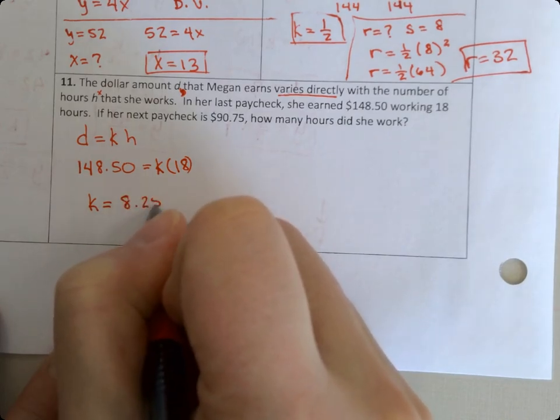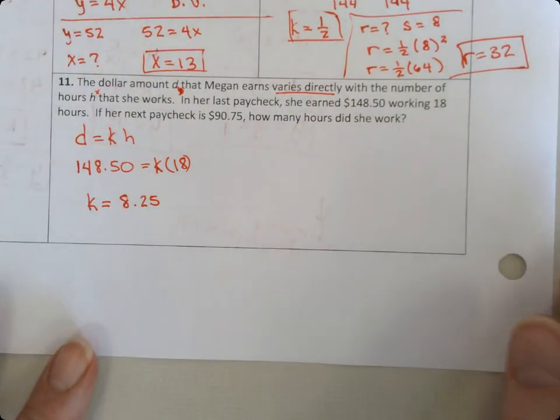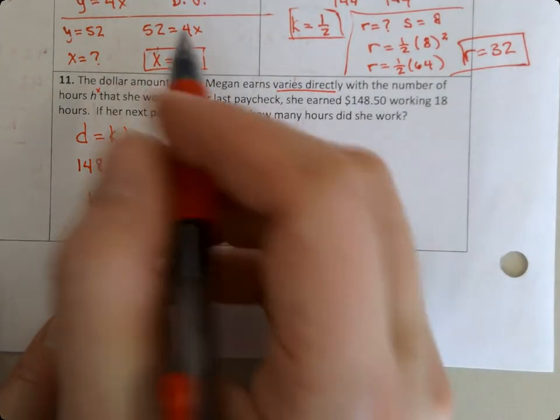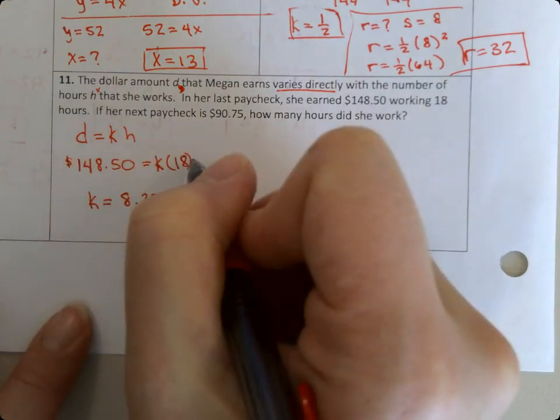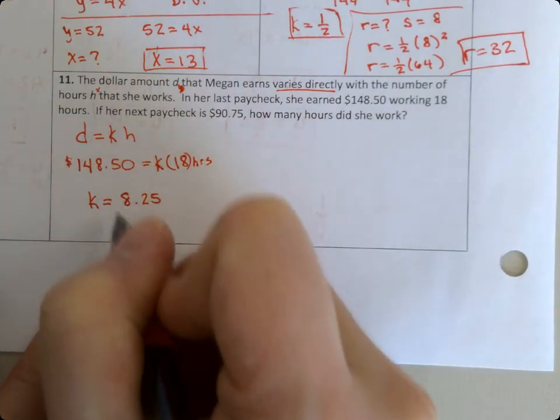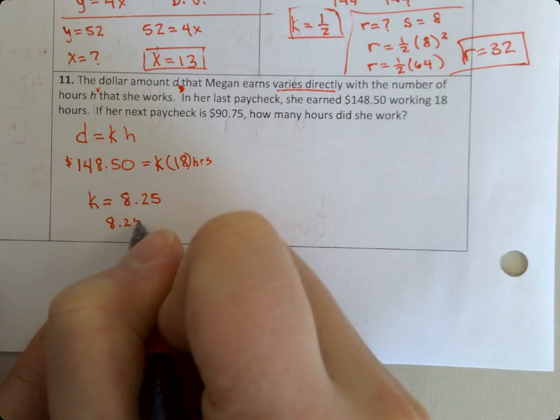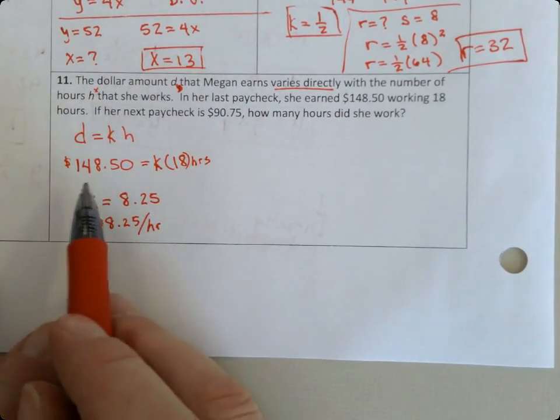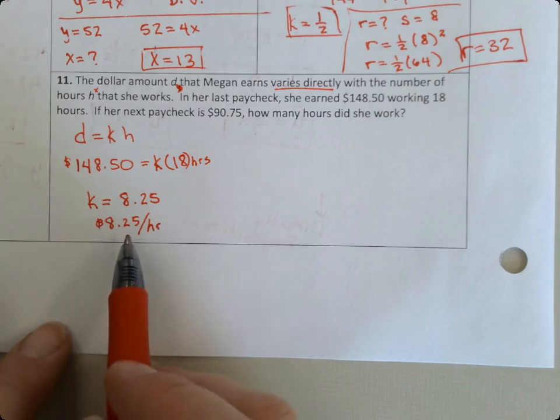Okay, I need you to stop, and I need you to tell me what that 8.25 actually means. The hourly rate. Guys, if you think about it, you took dollars and divided by 18 hours. So it is $8.25 per hour. We should know that because we knew the labels, we knew what operation we did.